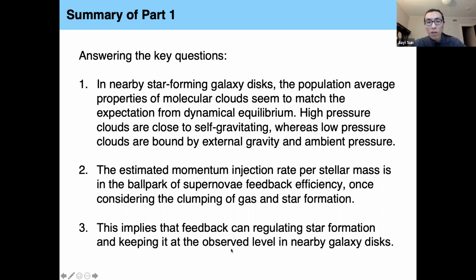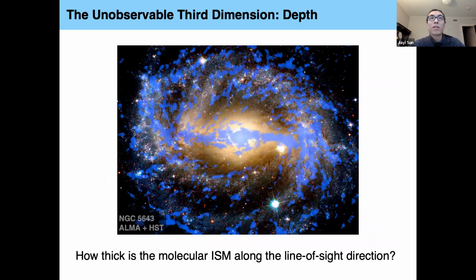Now let's move on to the second part of my talk, which concerns the unobserved third dimension that Norm just mentioned. This is the depth. Whenever we look at a face-on nearby galaxy, with a picture like this, it is also interesting to ask how thick is the molecular gas along the line of sight direction. How thick is this thing that we're looking at? Another way to say this is: how large is the vertical scale height of the molecular gas disk in these galaxies?